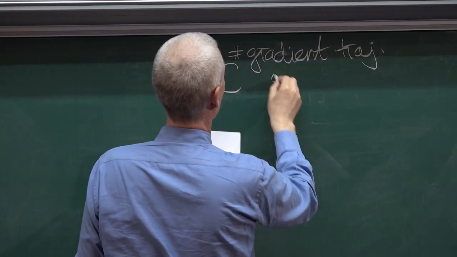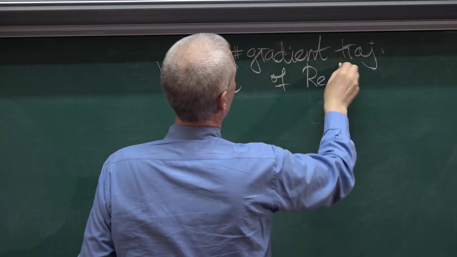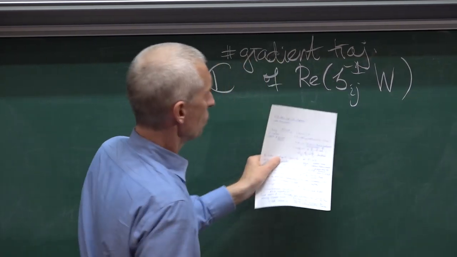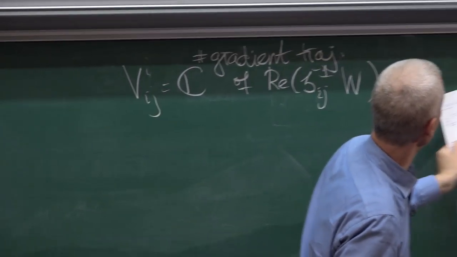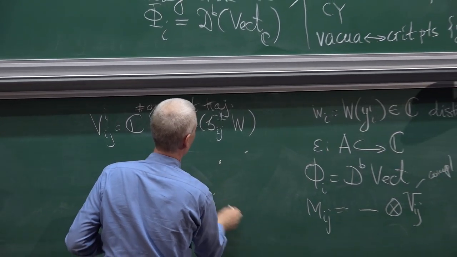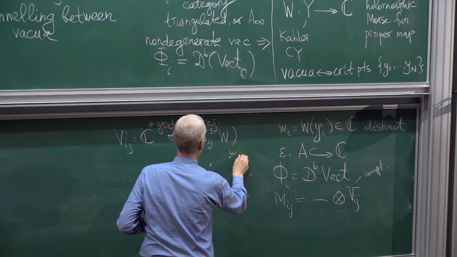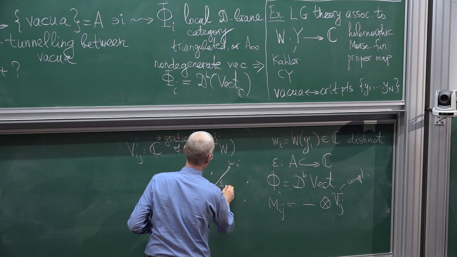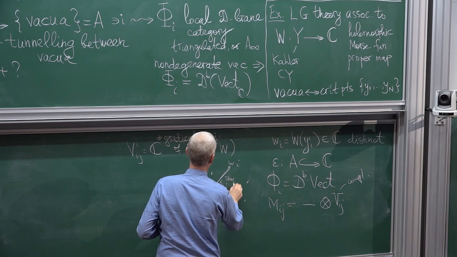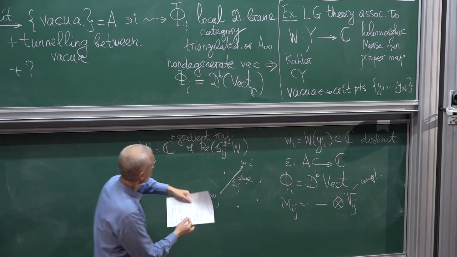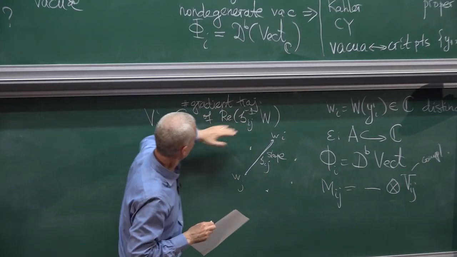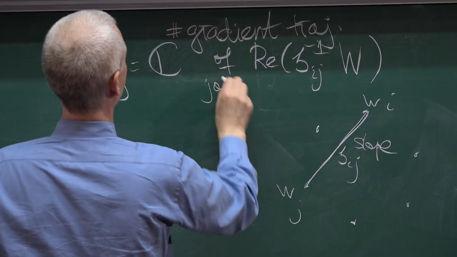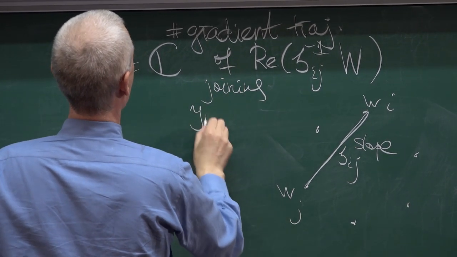Trajectories. Of what? Of a real part of zeta. I write first and then explain. W. So those points wi, we draw them in a plane. Wi, wj. So zeta ij is the slope. So we sort of orient it so that this goes along this direction. Trajectory is joining yi and yj.